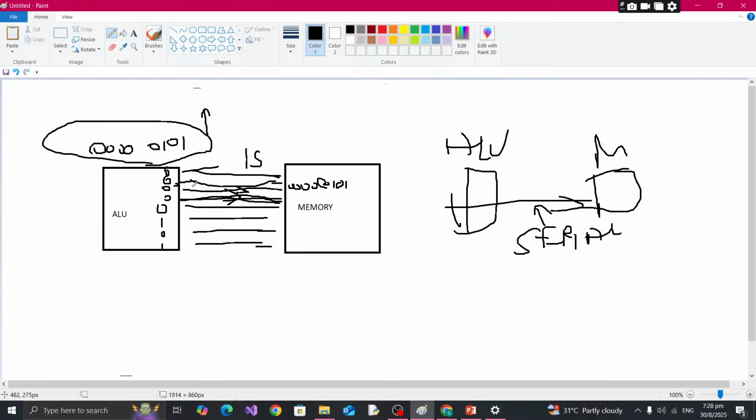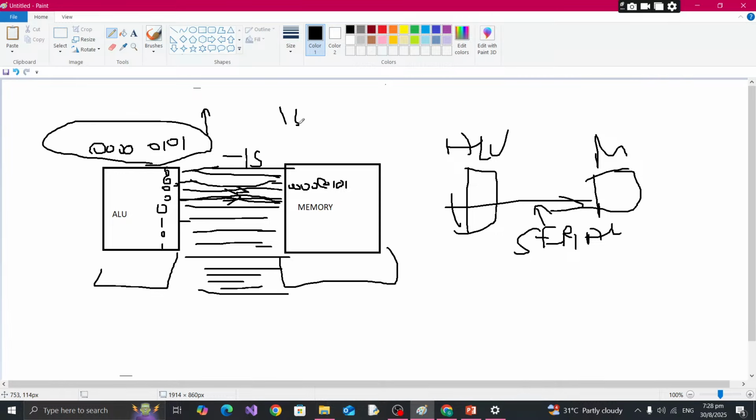If it is sending parallelly, like 8 bits at once, or if it has 16 wires between them, then it can send 16-bit data at once. In a single pass, it can send 16-bit data. So this is called parallel communication. In order to know embedded systems, we need to learn serial and parallel communication. So obviously parallel communication is higher in performance. Serial communication is comparatively low in performance.